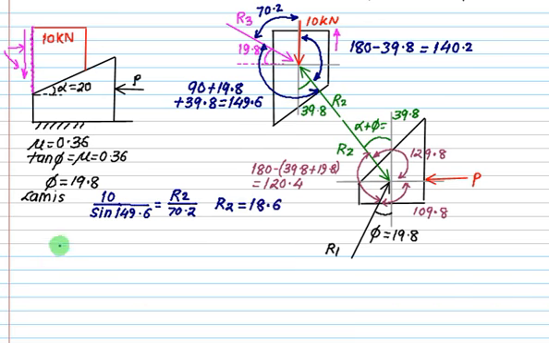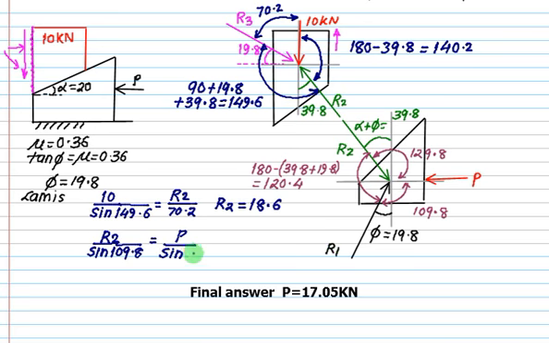Now we'll apply Lamy to the figure for the wedge. So we'll start with R2. If you want to write down for R2, you have to consider the angle between P and R1, that is 109.8. And we are interested in P, so when you are writing for P, you have to write down the angle between R1 and R2, that is sine of 120.4.